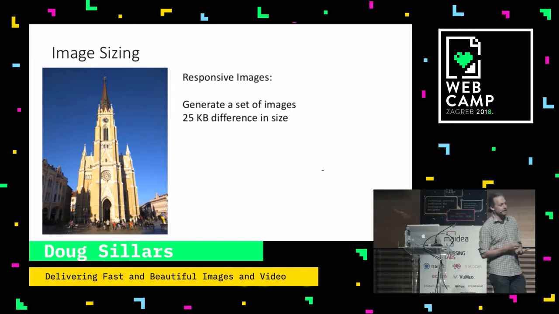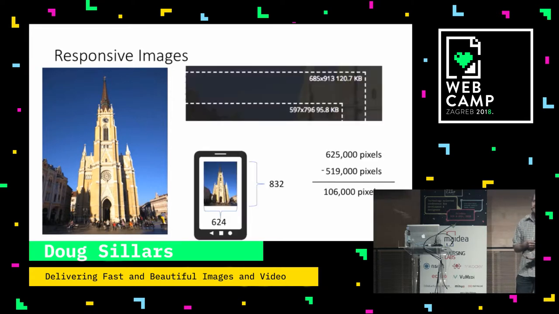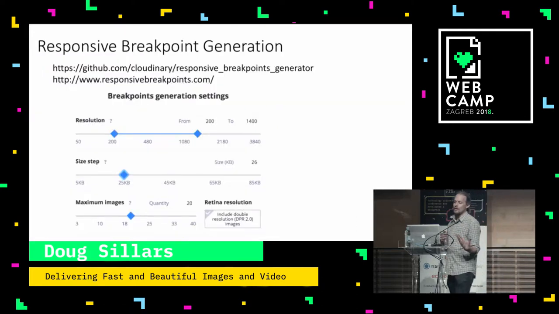The example I'm going to give here of responsive images is to generate a set of images that are all 25 kilobytes different in size. So now, instead of a giant image, I've got an image that fits this size, and I'm only wasting 100,000 pixels. It's going to load a lot faster. I'm not downloading nearly as much data.